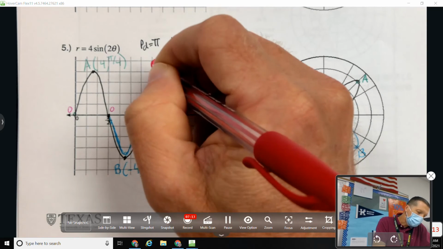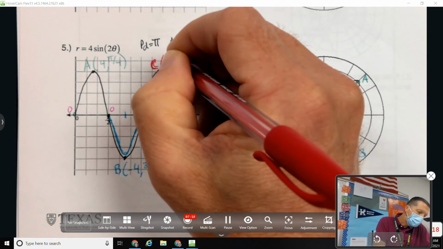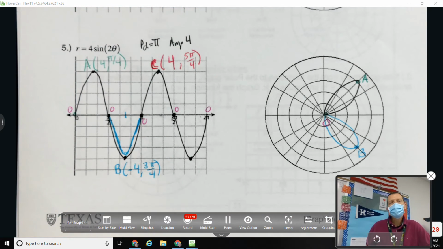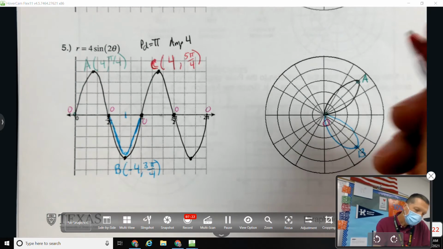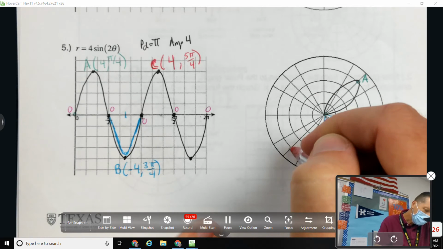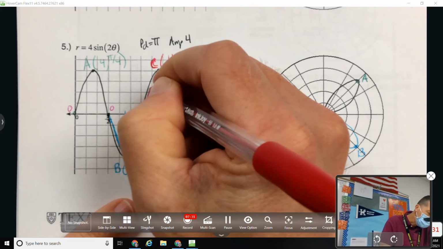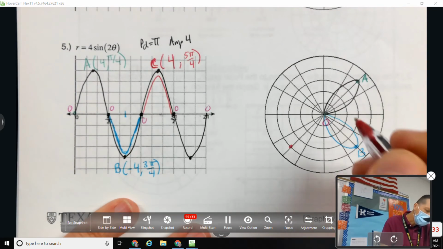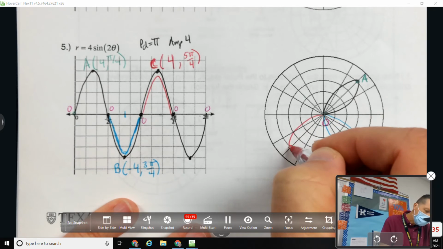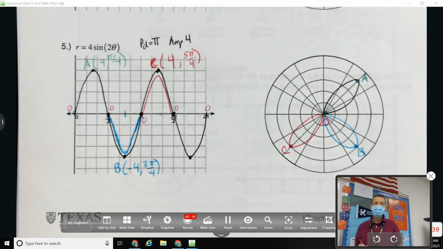Let's see, C would be at 5 pi over 4, and we're up at 4. So we rotate to 5 pi over 4, and go out 4. Again, this branch started at 0, comes back to 0. Something like that.